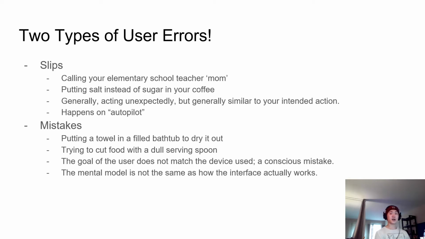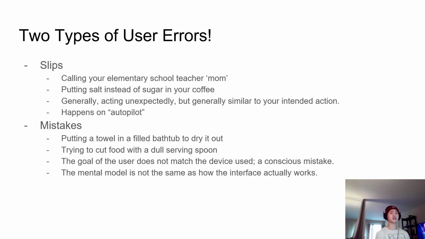As discussed in the Laubenheimer readings, basically there's two different types of user errors. One is a slip, and I found it easier to understand as some kind of accidental mistake. So that's something like mixing up your mom and your elementary school teacher, or like putting salt instead of sugar in your coffee. You act somewhat unexpectedly by mixing up an action with another, and that's what a slip is. It generally happens on autopilot.